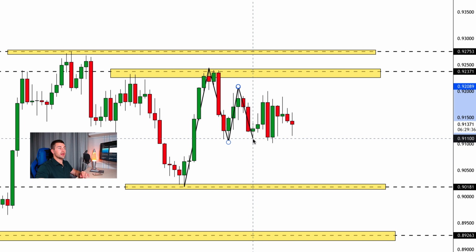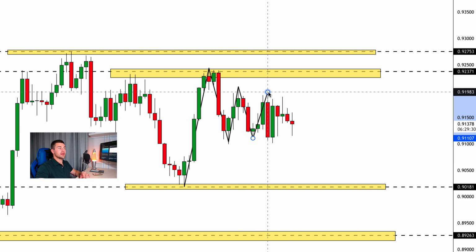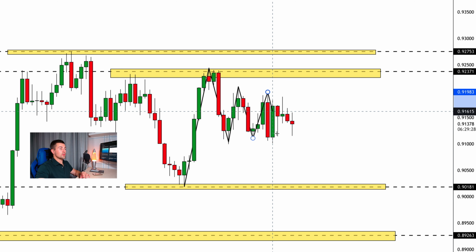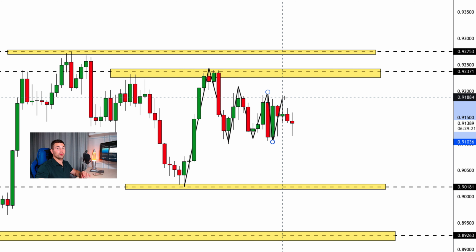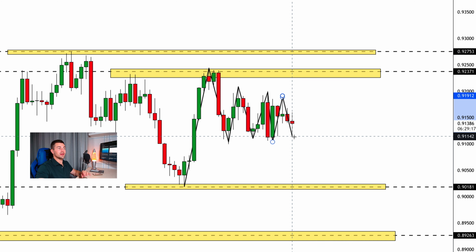Then we dropped and we retested that horizontal structure support based on the last high low level. Then we bounced, and again we set the low high. We dropped and we retest that structure support. Yes, then we bounced again, and what we have right here, low high. And now the price is going down to retest the horizontal structure support right here.